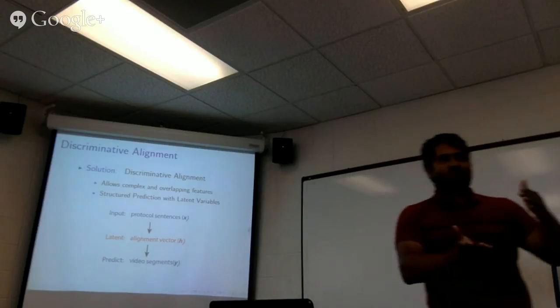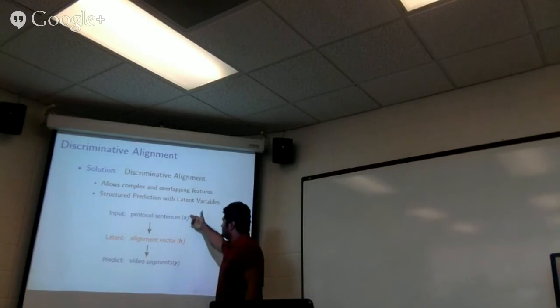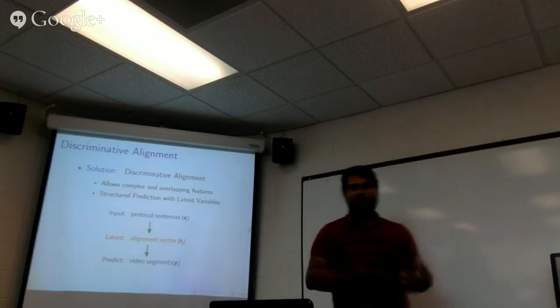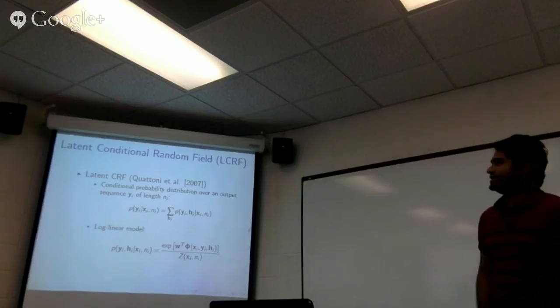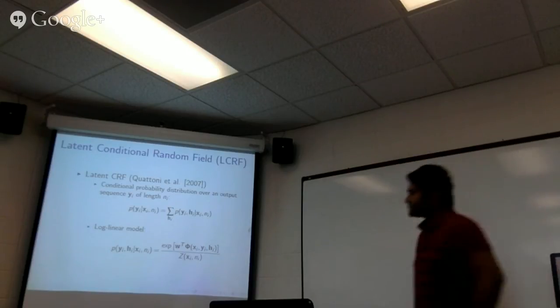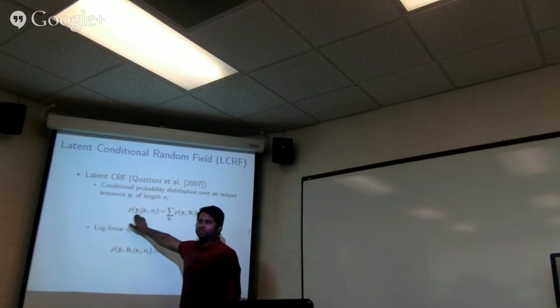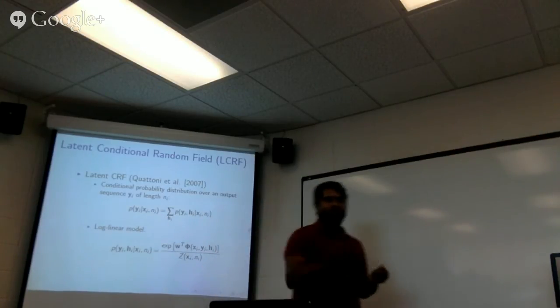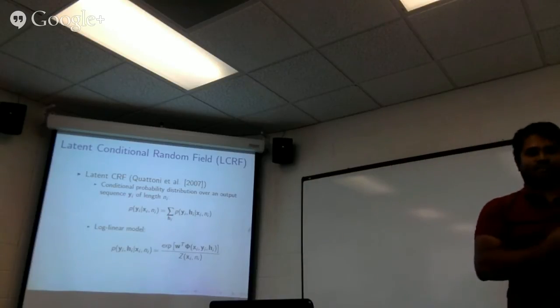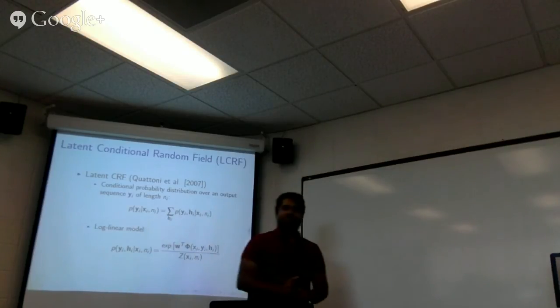So we have these inputs as protocol sentences and video sequences. The idea is that we want to learn to predict this video from the protocol sentences where the alignment is unknown. It's like latent alignment. So this becomes a latent variable structured prediction, and we start with a latent CRF model. If you look at the conditional probability distribution, this is the probability of the video given the protocol sentence, and we also know the number of video segments, and then we try to predict the video given the number of video segments and the protocol sentences.